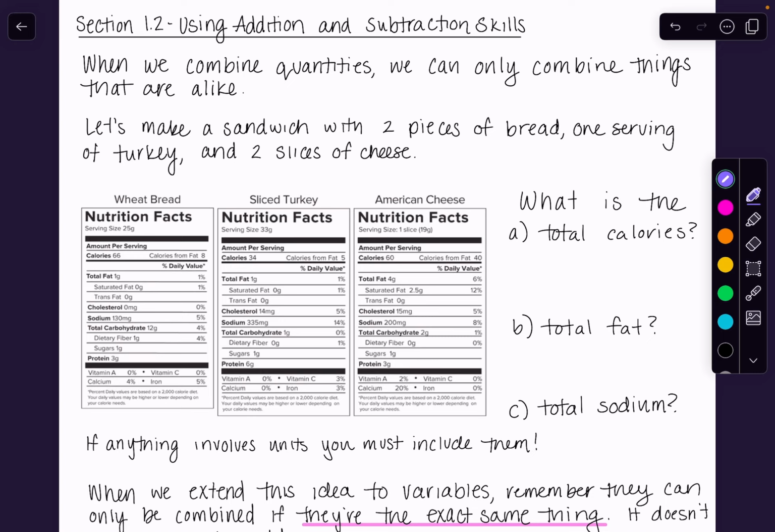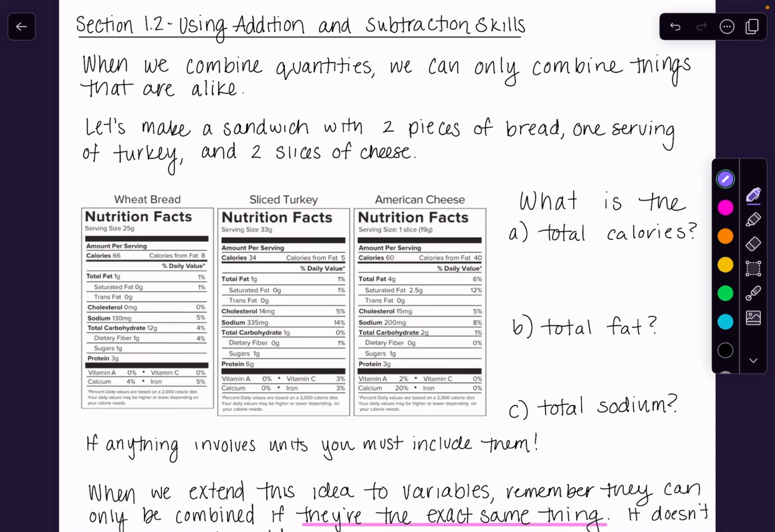So in the case of a sandwich, it would make no sense for me to add the number of calories plus the number of grams of fiber. They're two different things. So the hardest part that a lot of students struggle with in math is when we throw in variables and things like that. But this is the idea you want to keep in the back of your mind. Are these two things identical to each other? Because if so, then I can combine them. If they're not, I can't do anything with it, okay?